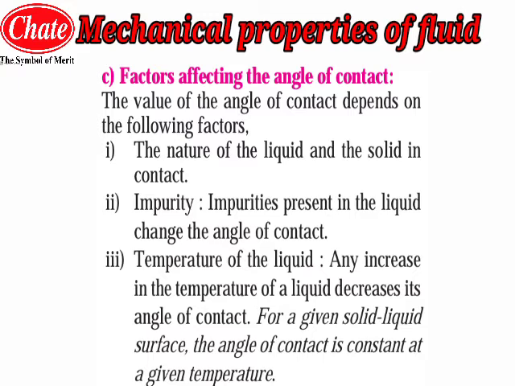Now the second factor we will discuss is impurity. Impurities present in the liquid change the angle of contact. Suppose the liquid has an impurity, then it will change the angle of contact, as it will affect the intermolecular forces from which that droplet or that particular liquid surface is going to form. So the impurity will also affect the angle of contact, and it will change with the extent of impurity contained by that liquid. So this is the second factor.